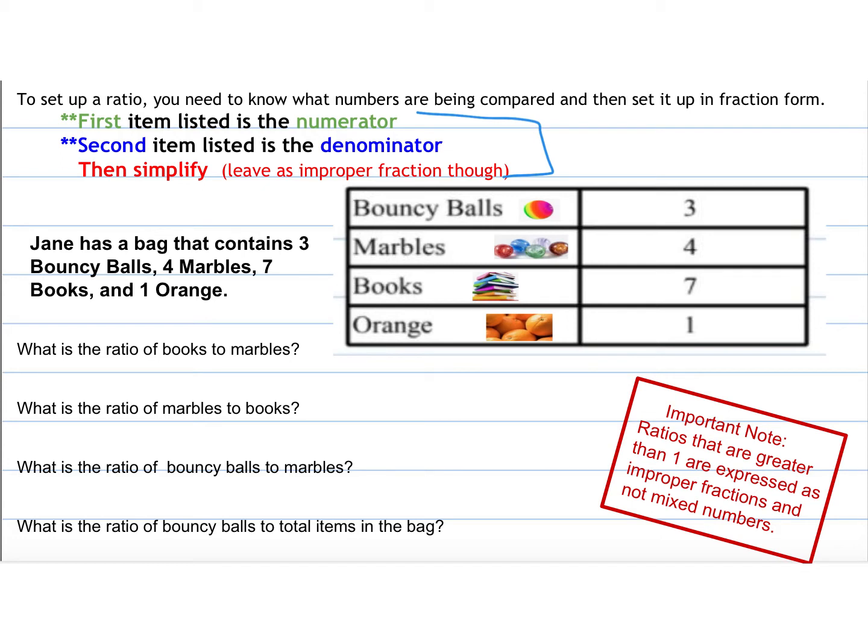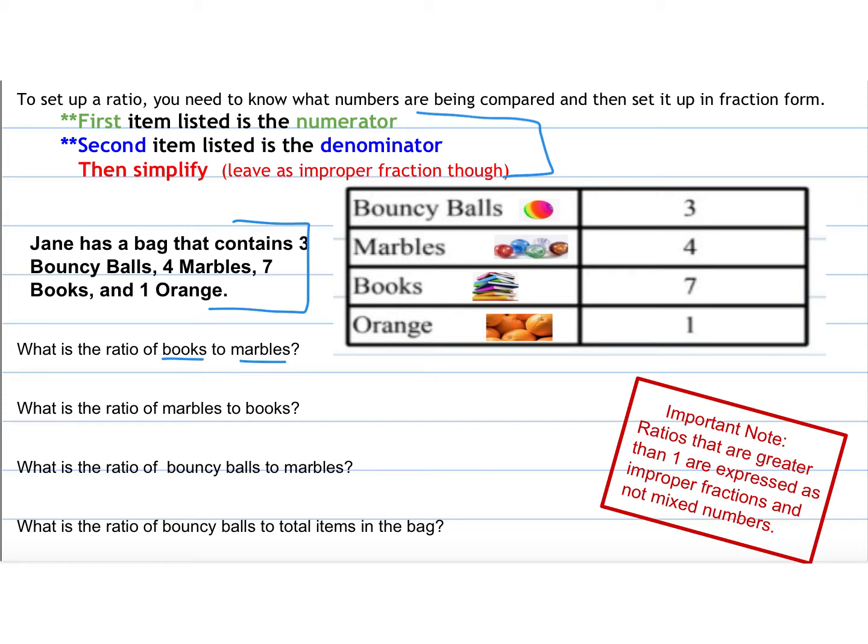Then we've got some questions here. Jane has a bag that contains 3 bouncy balls, 4 marbles, 7 books, and 1 orange. So it would be a good idea in your notes to write this information down so that when you have your questions, you know what you're referring back to. So the first one, write down books to marbles, and we're going to write that as a fraction.